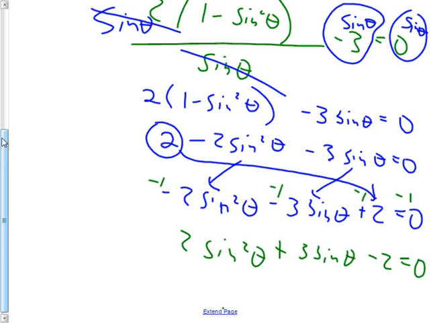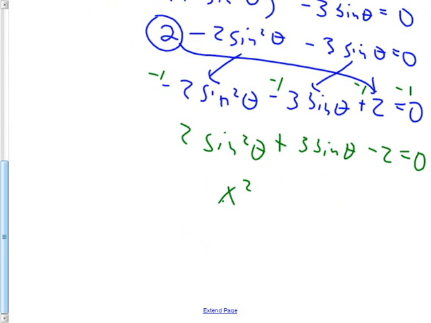And I betcha, as I change this to an x squared, 2x squared plus 3x minus 2, I'm doing that substitution. It's called a u substitution. In fact, they always use u's in calc. Maybe I should use u. It can be any letter you want it to be. They say let u equals sine theta. And then you'll learn that if you go on to AP or regular calc, they do u substitutions. All right, so now I got to factor this out.